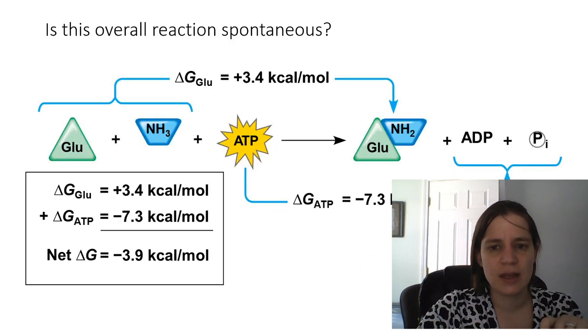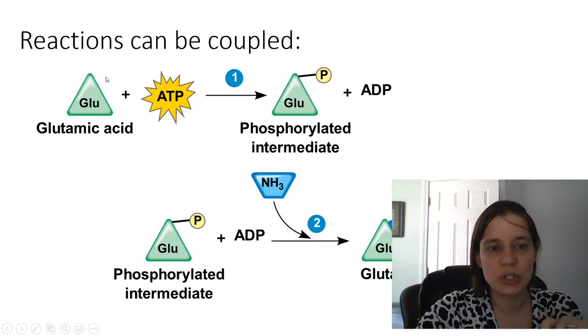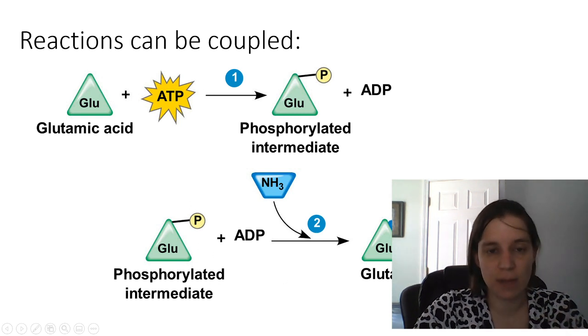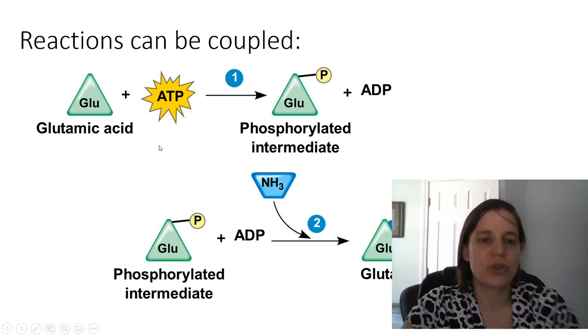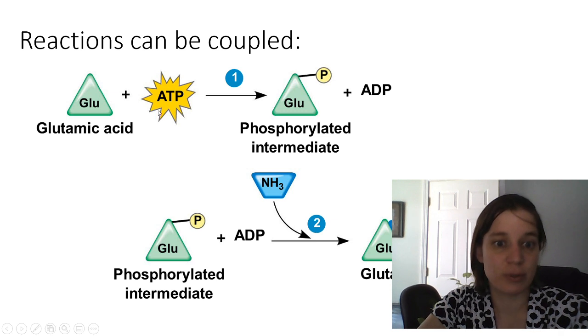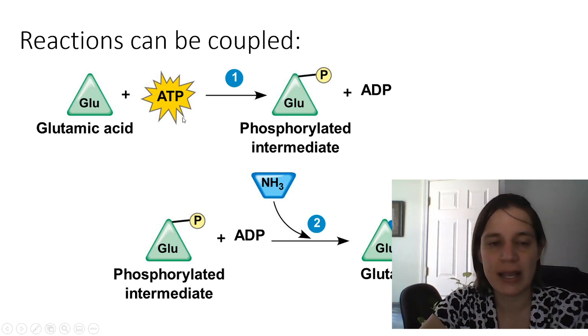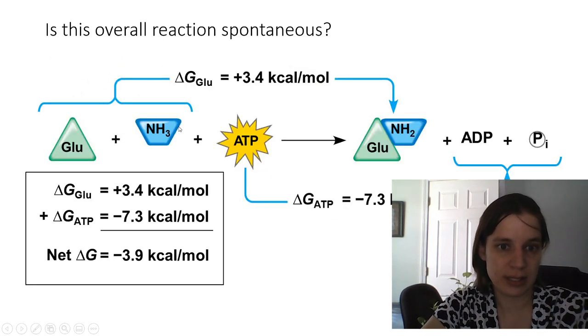This ATP going to ADP and inorganic phosphate has to go through in this metabolic pathway that's been set up, and it can't happen until this phosphorylated intermediate and this ammonia have been combined like this. So basically you can use the energy that you get from the spontaneous process occurring to drive non-spontaneous processes.